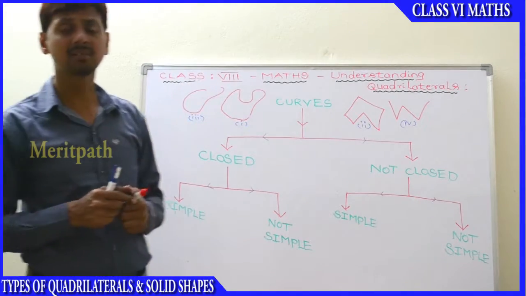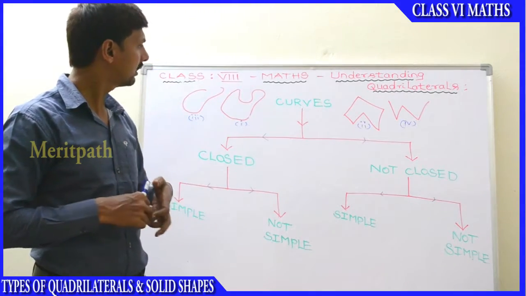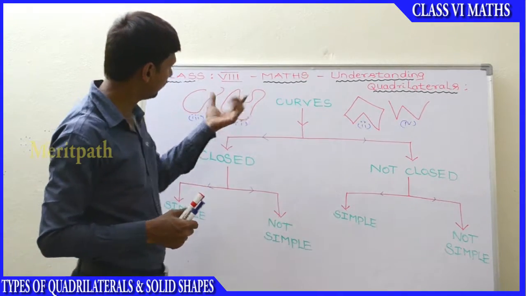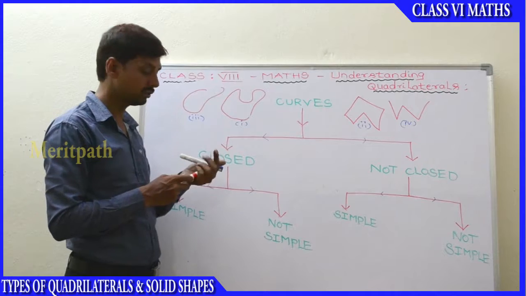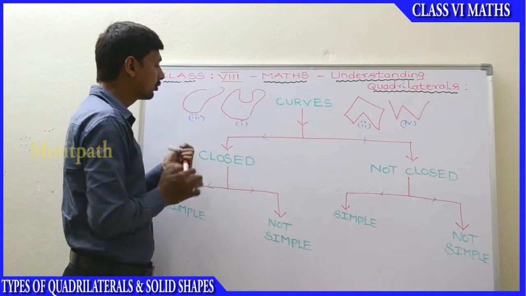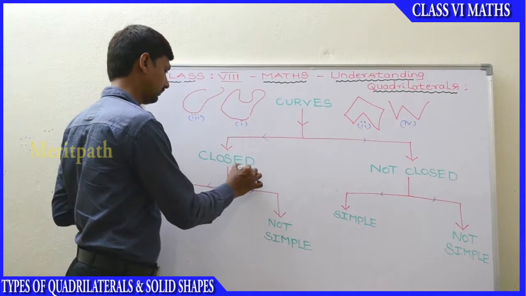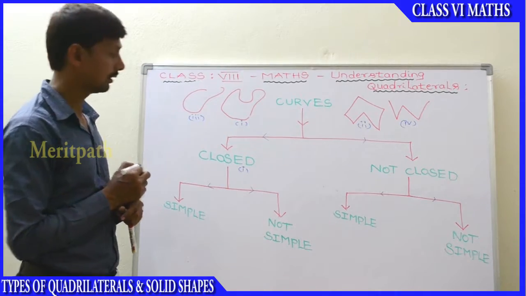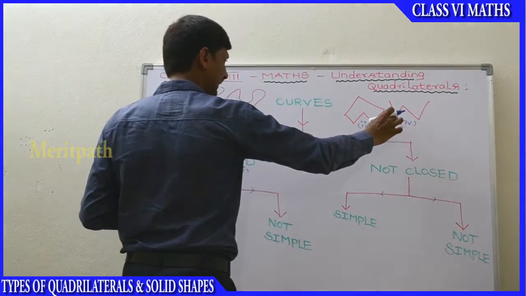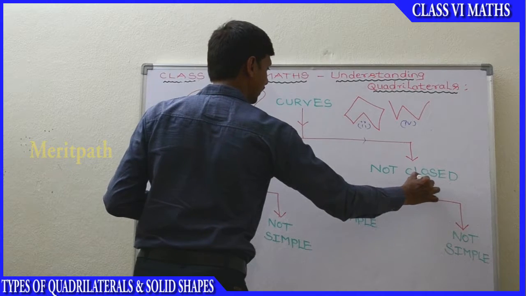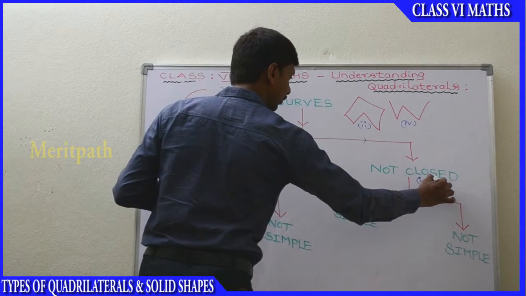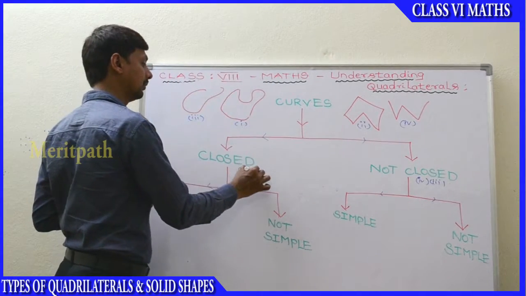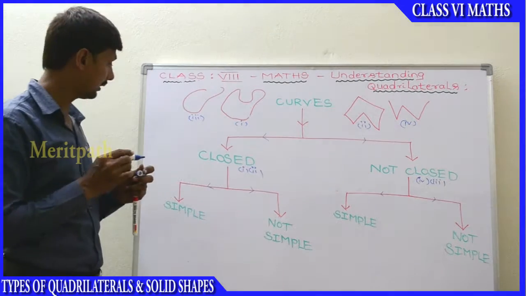So we have discussed curves, and curves can be open and closed. Sometimes it can be open, sometimes it can be closed. We have seen the picture of 1. That 1 is called a closed curve, and this is also closed. So this is an open curve. The fourth one is open, and the third one is also open. Here, 1 and 2 are closed. These two are closed, we call.